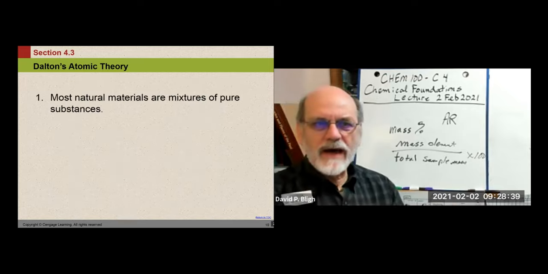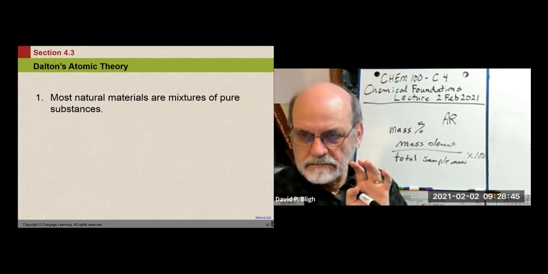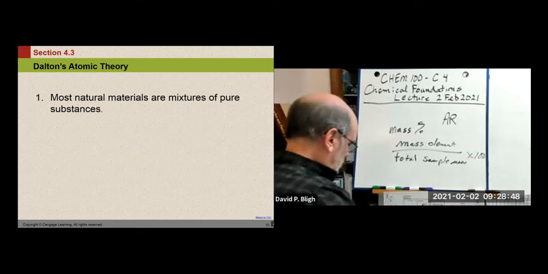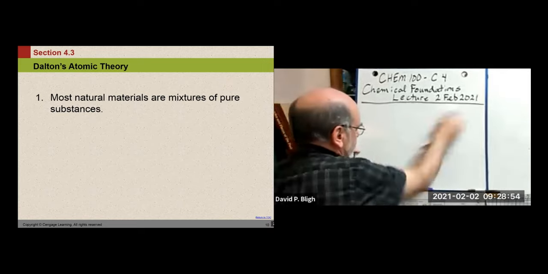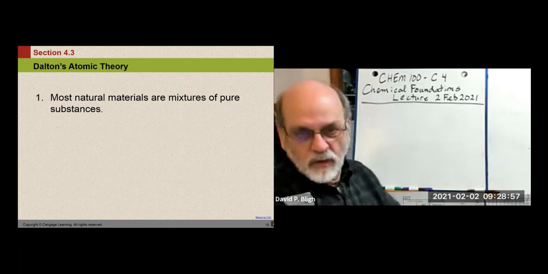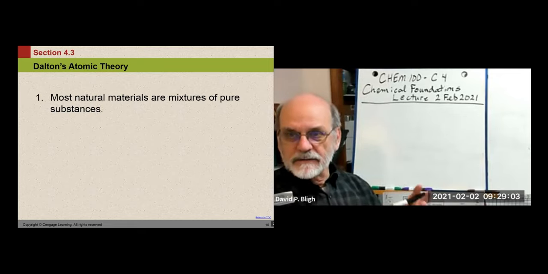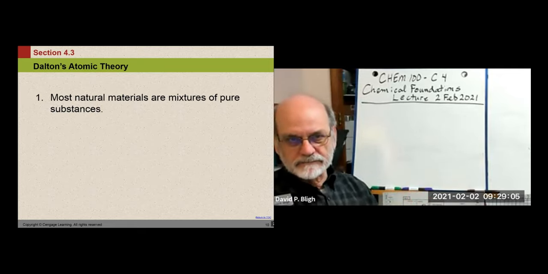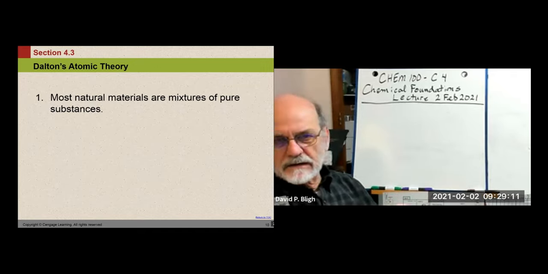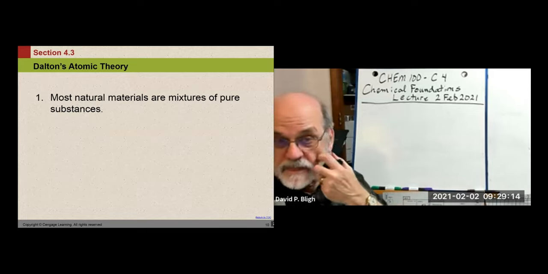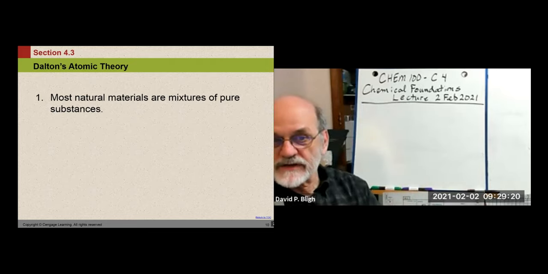Okay, what do we know about elements and the atoms that make them up? Well, our understanding of elements and how they behave has taken a very long time. John Dalton came up with the atomic theory in the mid-18th century, I believe. And these are premises, propositions for his theory.